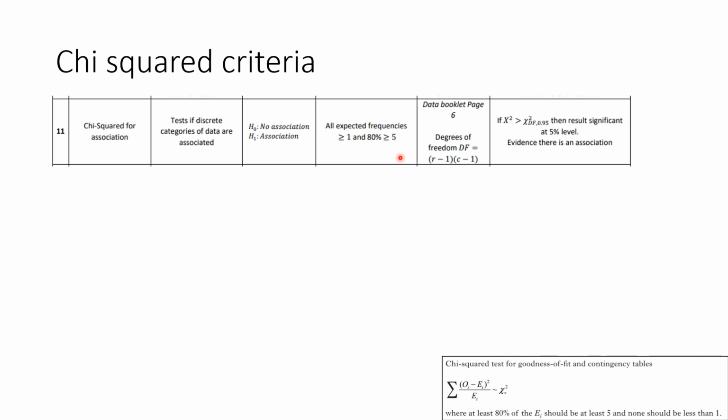Some criteria here, we will be working with expected frequencies. And when we do calculate them, we want all of them to be above 1, and we want 80% of them to be above 5. On the data booklet, it says look at page 6, and this is what we get. So we will be using this formula to be finding our test statistic. And when we find our critical value, we will need the degrees of freedom, and this is how we get it. And this is an example of what a conclusion would look like.